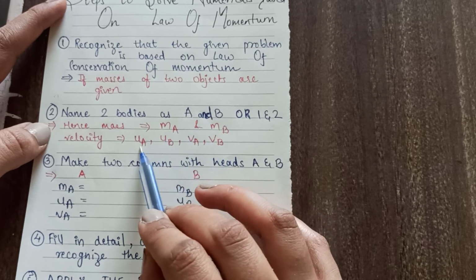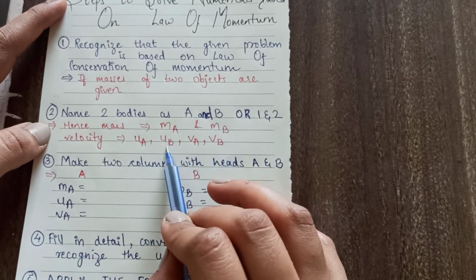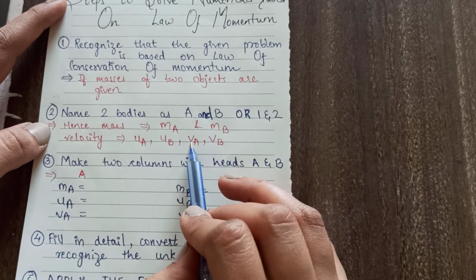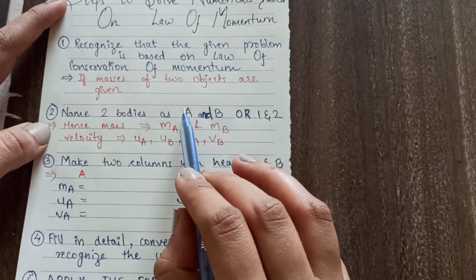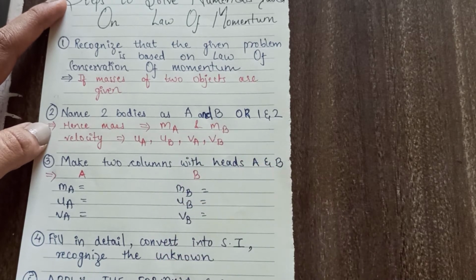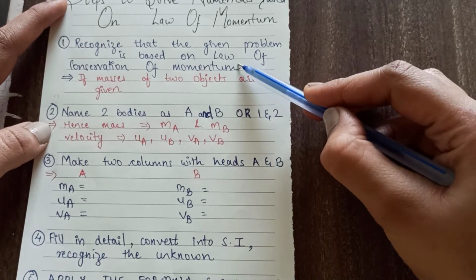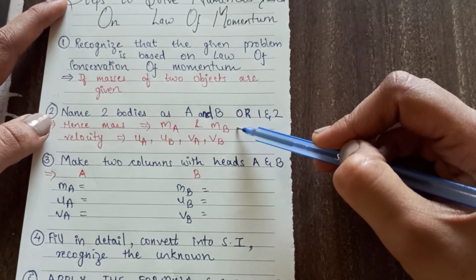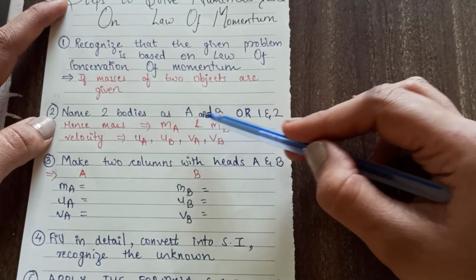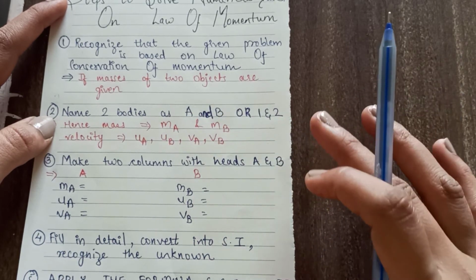For object A, the initial velocity is UA. For object B, it is UB. Similarly, for object A, the final velocity is VA, and for object B, the final velocity is VB. So the first job is to recognize. The second job is to name the two objects A and B, and then the masses would be MA and MB, and the velocities would be in the same manner.